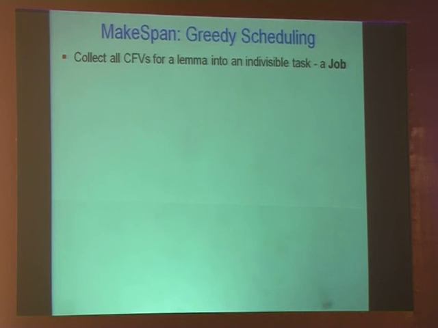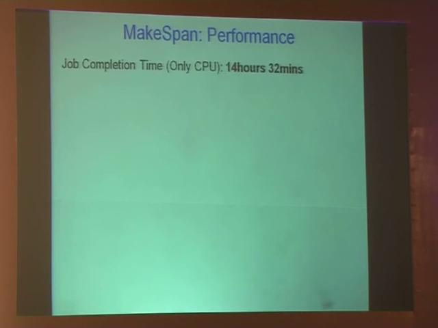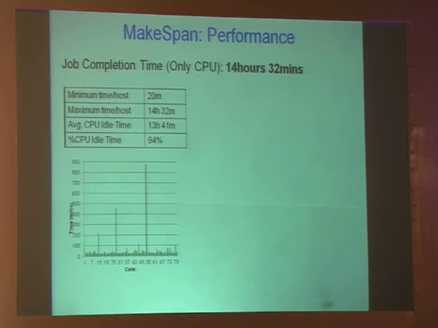So we did a greedy scheduling of that, which is: sort tasks in decreasing work order and assign each successive task to the least loaded core. Job completion time went up to 14 hours and 32 minutes. The reason for that is the minimum time per host was just 20 minutes and the maximum time was 14 hours, 32 minutes. So CPUs were idle for about 94% of the time. This is the computation profile.